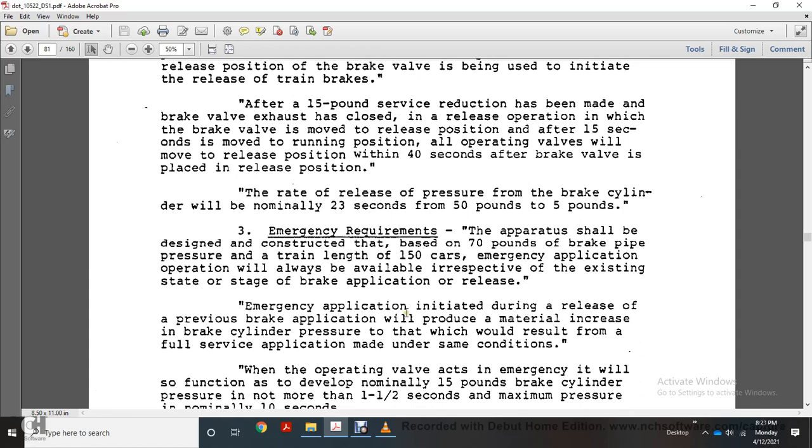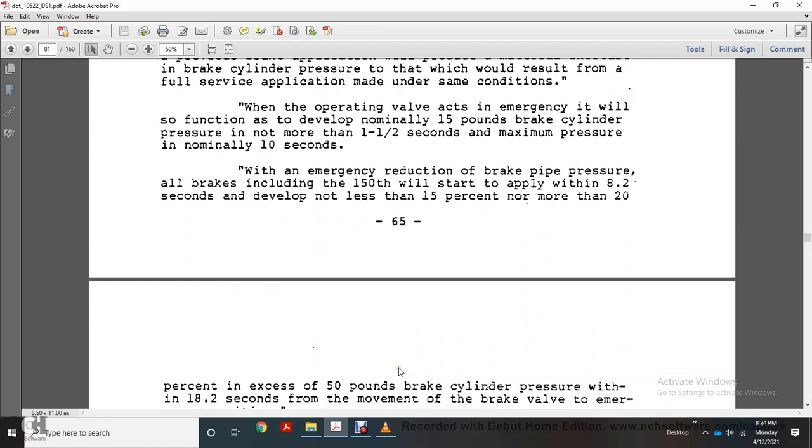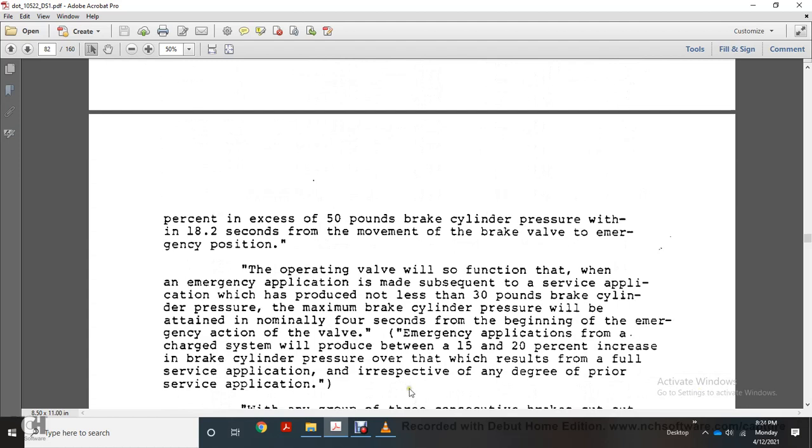Emergency requirements. When the operating valve acts for the emergency, it will function to develop a nominal 15 pounds brake cylinder pressure in not more than 1.5 seconds, with maximum pressure in a nominal 10 seconds. With an emergency reduction of the brake pipe pressure, all brakes, including the 150th, will start to apply within 8.2 seconds, and develop not less than 15%, no more than 20%, except for the 50-pound brake cylinder pressure, within 18.2 seconds. Moving the brake valve to the emergency position.